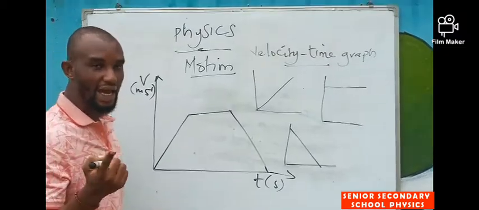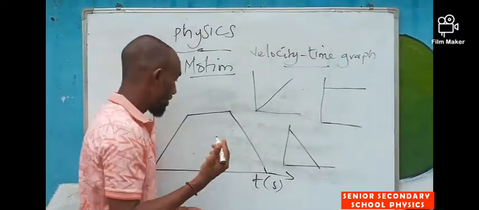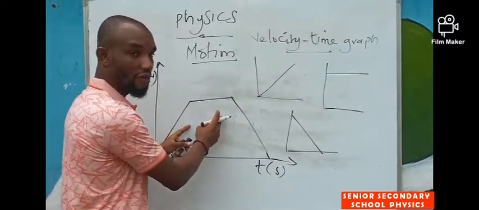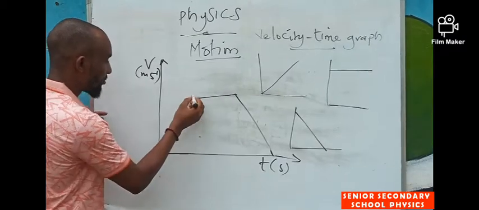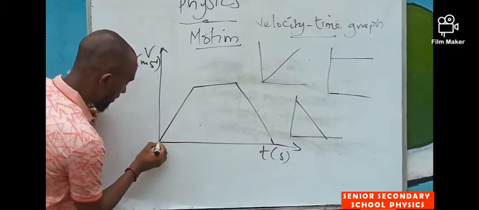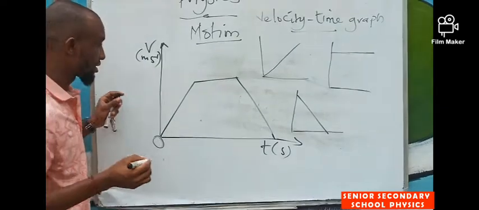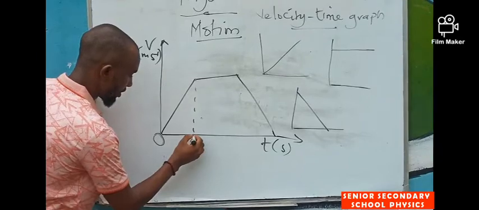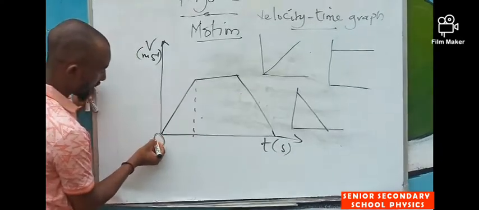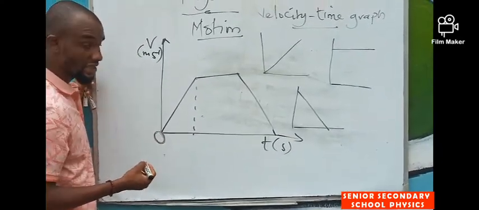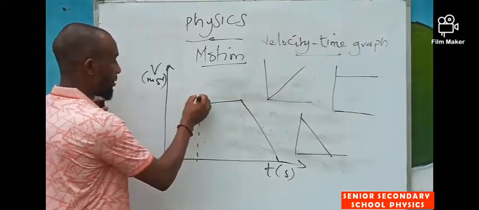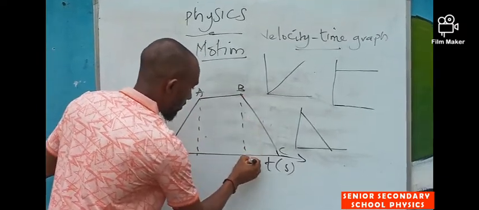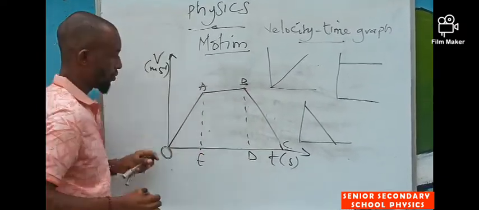A situation might arise when you'll be asked to determine the acceleration of the object from the velocity time graph. How are we going to do that? Now, let me start by naming the salient points on the graph. Maybe this is the time when the object starts from rest, which is normally designated as 0. Maybe we have this to be A, B, we have this to be C, then D, E.